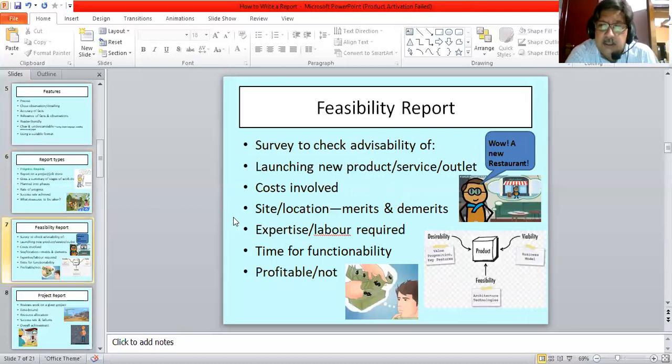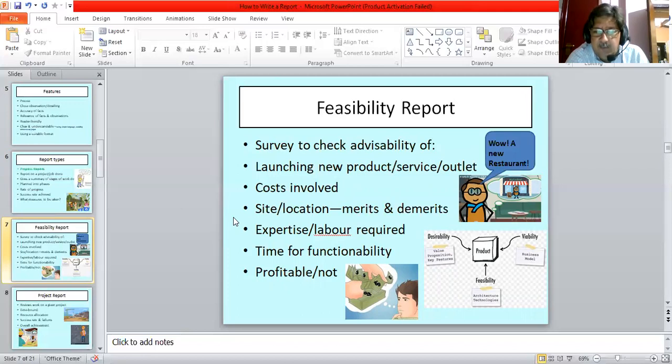Another type of report that we can talk about is a feasibility report, or a feasibility study. So it's a survey basically to check the advisability of launching of a new product or service or outlet. For example, if you're planning to open a set of new outlets, let us say that you manufacture a soft drink and your soft drink is selling extremely well in Kolkata and its suburbs. Now you plan to open two new outlets in the North 24 Parganas and one outlet in Siliguri in North Bengal. Now, is it really advisable to open it over there?